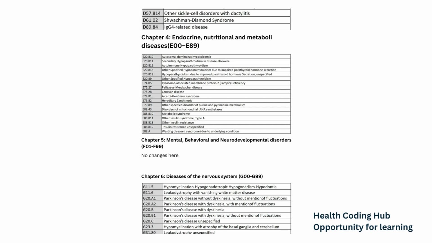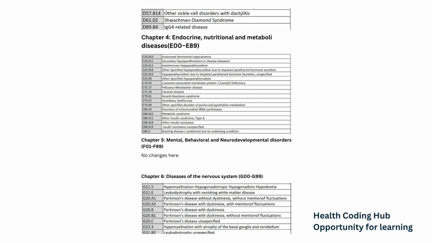Chapter 6. In chapter 6 we have expanded our leukodystrophy codes to include leukodystrophy types that affect the nervous system. Parkinson's disease is now assigned codes for both with and without dyskinesia, which is characterized by involuntary and erratic muscle movement.